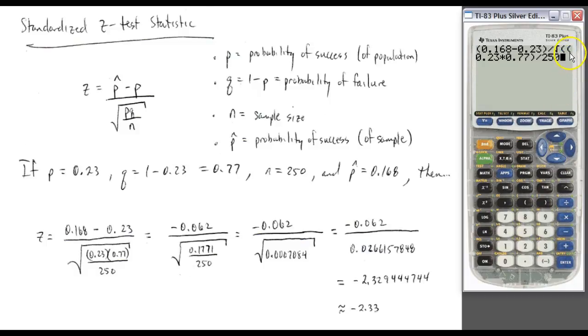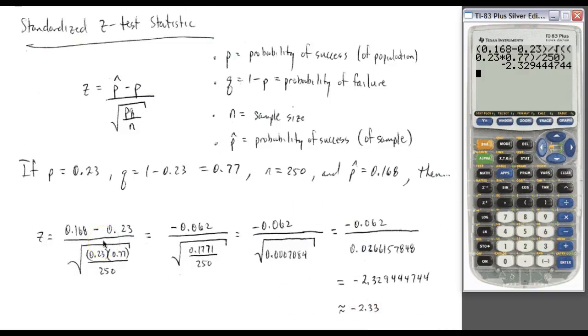If you notice here, there is my innermost parenthesis open, and there's my innermost parenthesis close. So what I need here is an innermost parenthesis to close that matches this innermost parenthesis open. I will put a close parenthesis there, and you'll see that inner open, inner close, and then inner open here, inner close there. So we should have everything typed in the way that it should be. When we do this, we get a negative 2.32 and so on, and we can round that to a negative 2.33. That would be our test statistic.